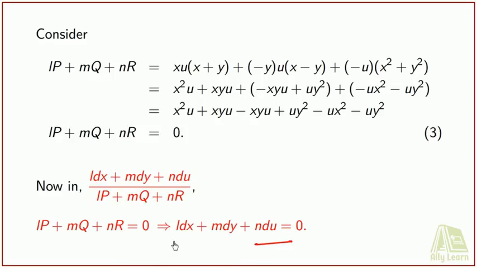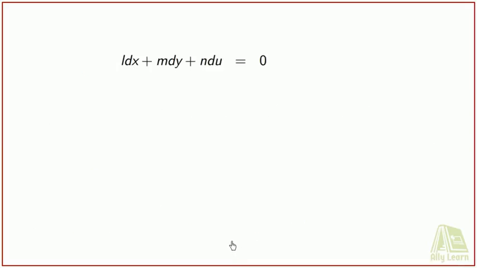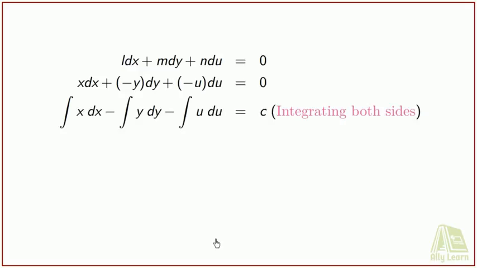Now we will put the values of L, M and N and then integrate and get a solution. So what we do, we put the values of L, M and N as x, minus y and minus u. Now we put the integration on both the sides.